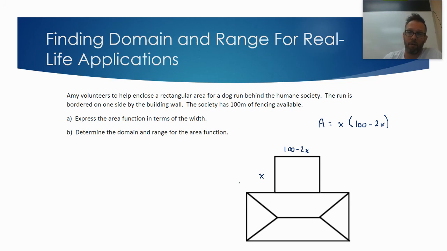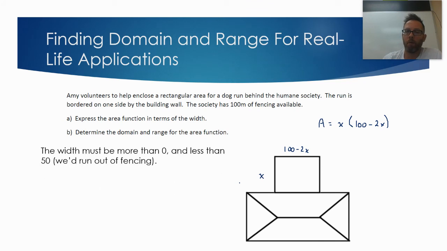You can unpause when you're ready or follow along with me right now. So for the width, you can't have a negative fence, right? It has to be more than 0. But the highest value the width can be is 50. Because remember, you have a width on this side and a width on this side, and you only have 100 meters of fencing. So if it was more than 50, you'd run out of fencing. So the width is between 0 and 50.